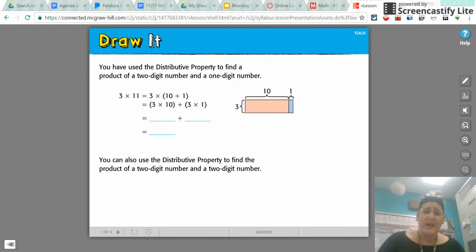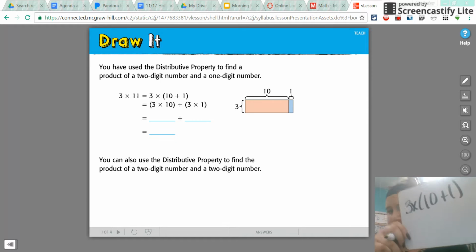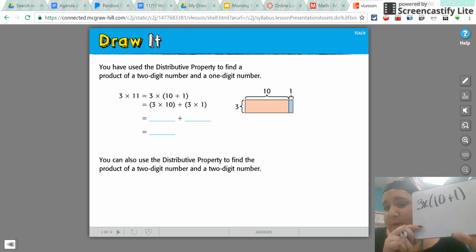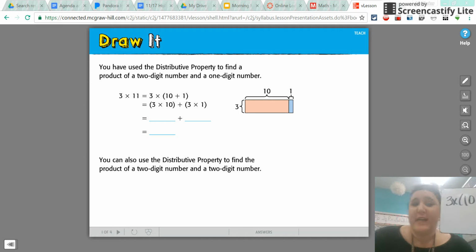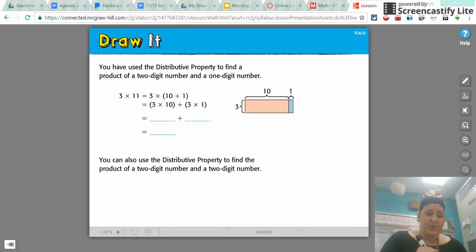So there they have, let's see, it looks like they have 3 times 11. Now, yes, I know you all know that it's 33 because we double those 11s, right? But still, just as an example of what you already know, when we use the distributive property, it looks like 3 times 10 plus 1. Okay? And we distribute that 3 out. We're spreading it out. So then that would make 3 times 10 plus 3 times 1.